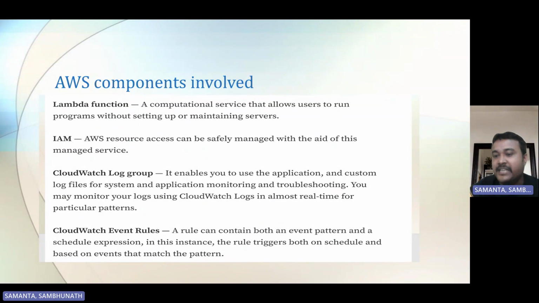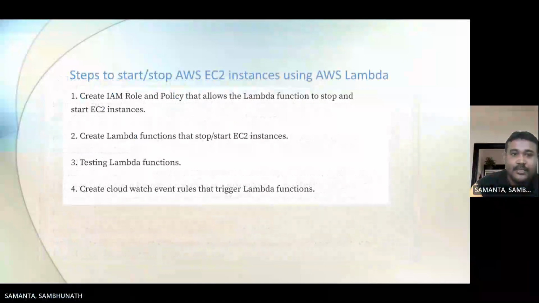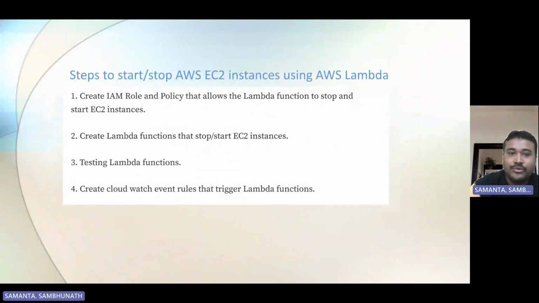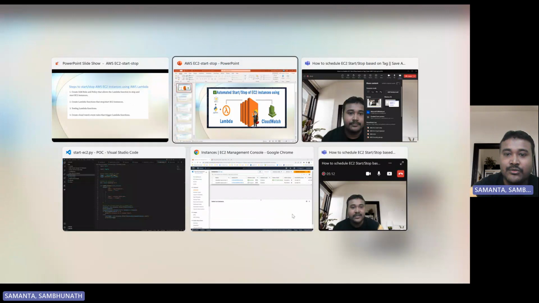And we use the CloudWatch event rule for triggering the Lambda function: when it has to trigger, what it has to do, and which Lambda function it has to trigger. So these are the steps we will follow today. First we will create one IAM role and policy, then the Lambda function, then we'll create a CloudWatch event triggering rule.